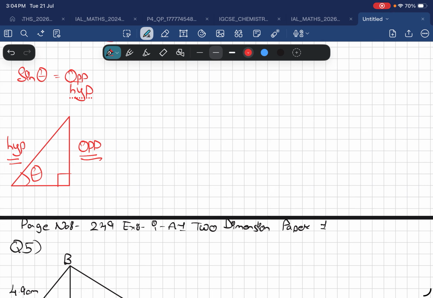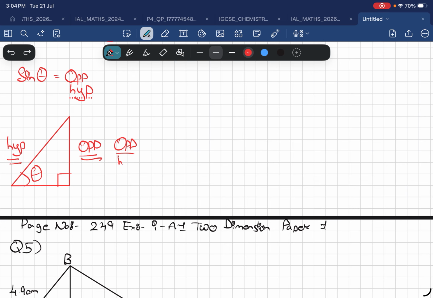We are not getting the angle, we are getting sine theta. We are getting sine also with the angle. So if you divide opposite by hypotenuse, what we get is sine theta.